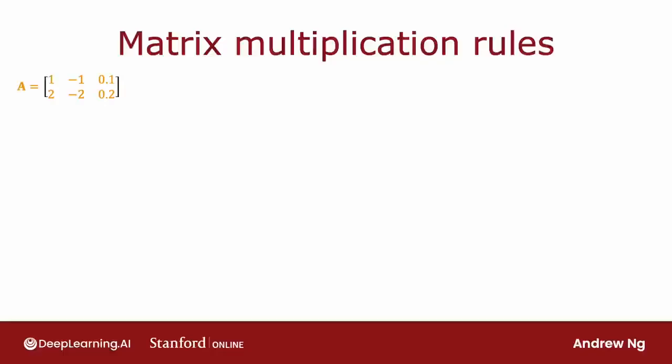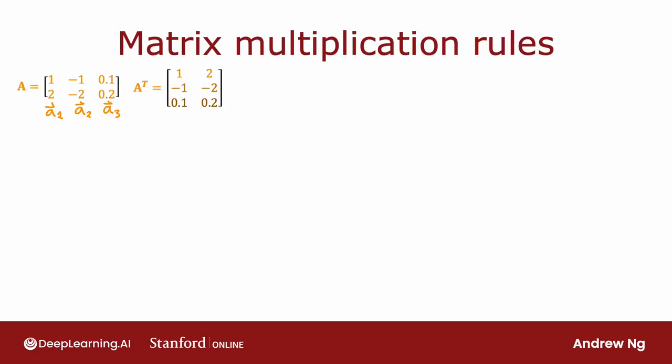Here's a matrix A, which is a 2 by 3 matrix because it has 2 rows and 3 columns. As before, I'd encourage you to think of the columns of this matrix as 3 vectors: vectors A1, A2, and A3. And what we're going to do is take A transpose and multiply that with a matrix W. But first, what is A transpose?